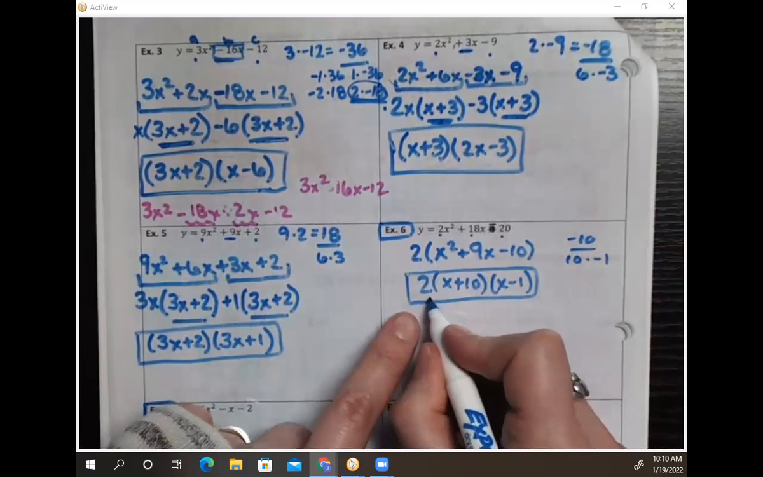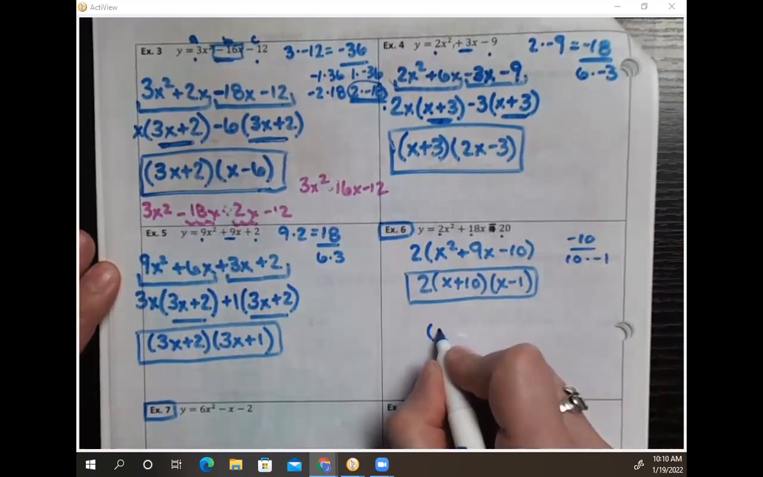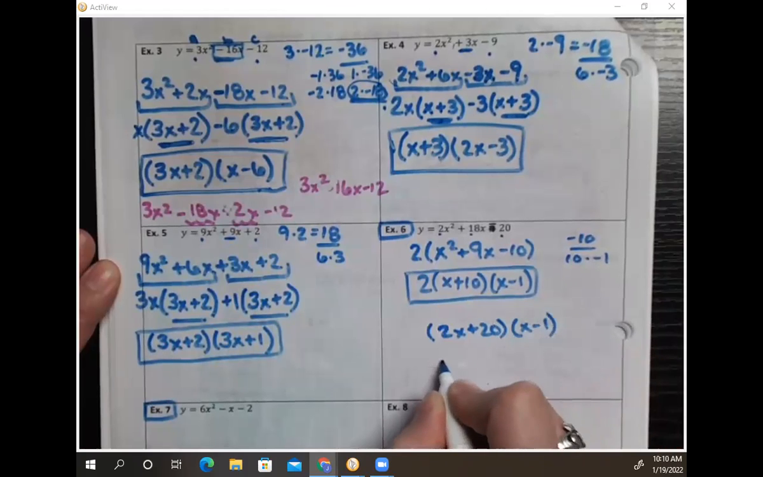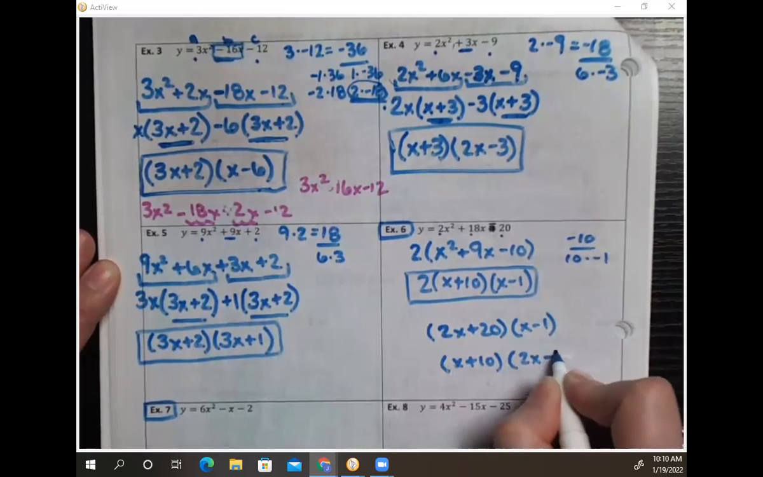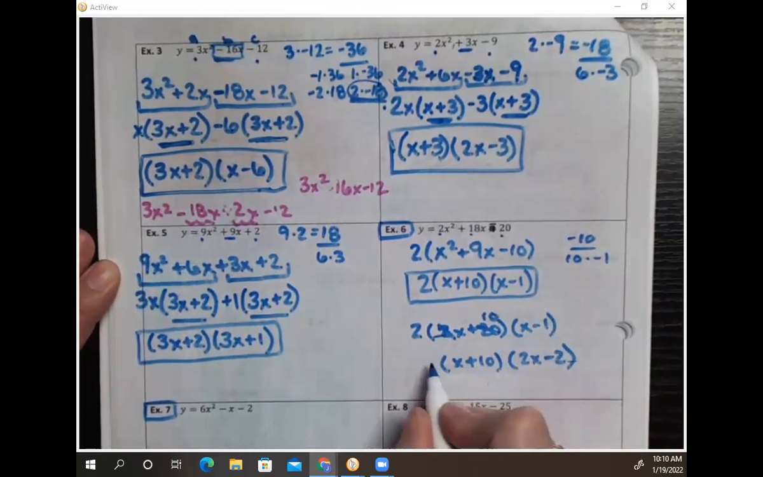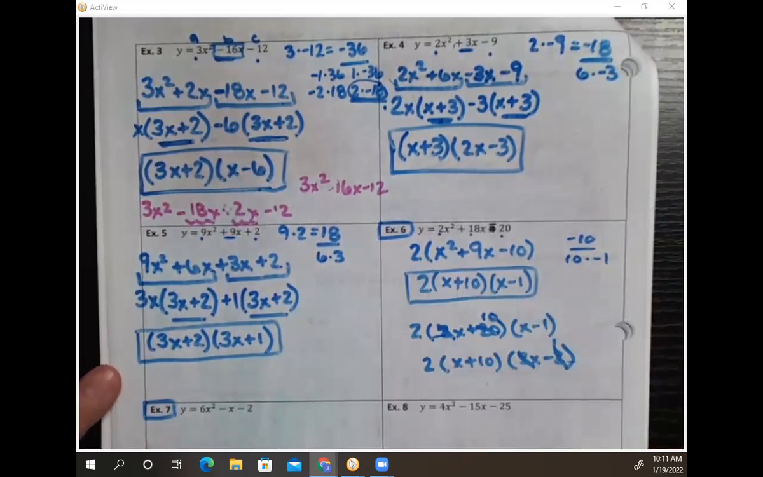Now, if you didn't pull that 2 out to start, you probably got something like, oh, maybe 2x plus 20 times x minus 1. Or maybe you got x plus 10 and 2x minus 2. Here, we have a GCF of 2 that we could pull out to get our same factored form. Or same idea here, there's a GCF of 2 that we could pull out to get our same factored form. You would have an extra GCF in one of your factors if you didn't pull your GCF out at the beginning.